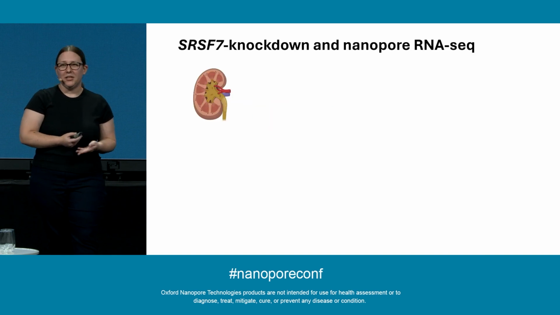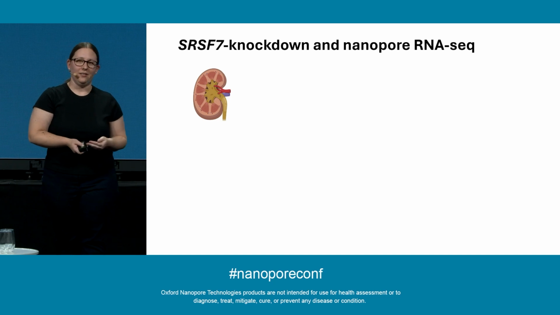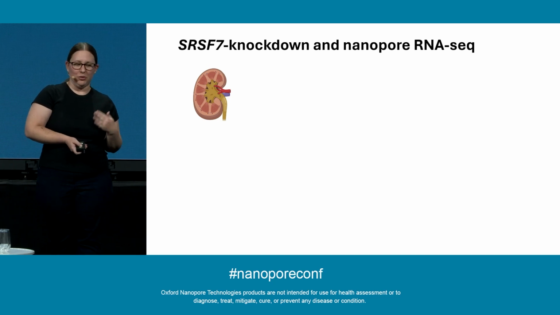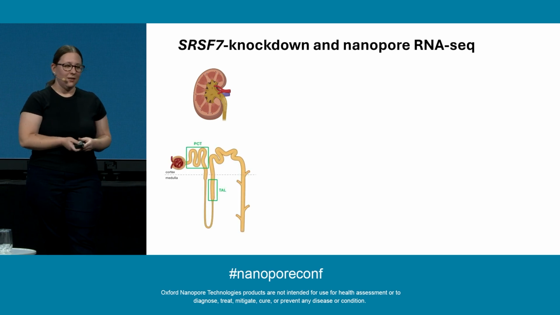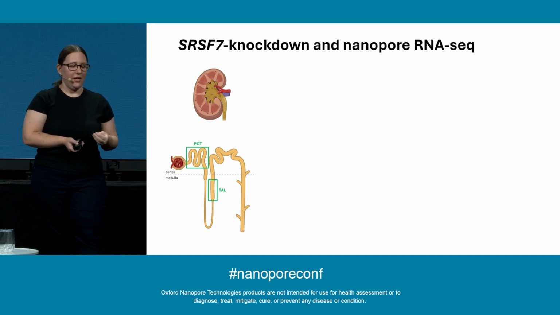So to understand the function of this factor in kidney cells, I just want to give you guys a brief reminder about the kidney. It has an outer cortex and an inner medulla. And within the kidney, the functional unit is called the nephron. And we tend to focus on the proximal tubule cells, or the PCT cells, that are in the cortex. These are the most prone to injury and also highly metabolically active. And so we utilize this cell type.